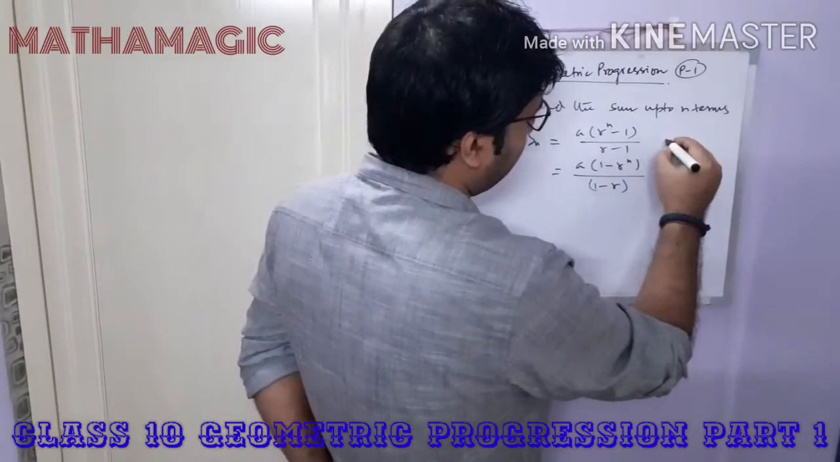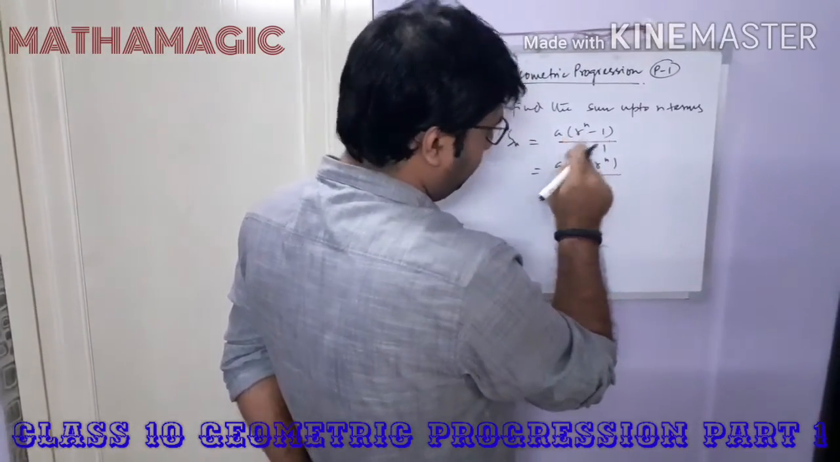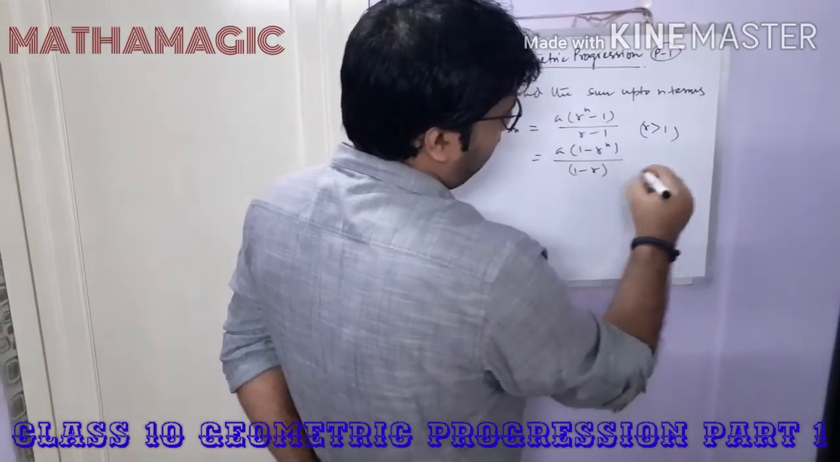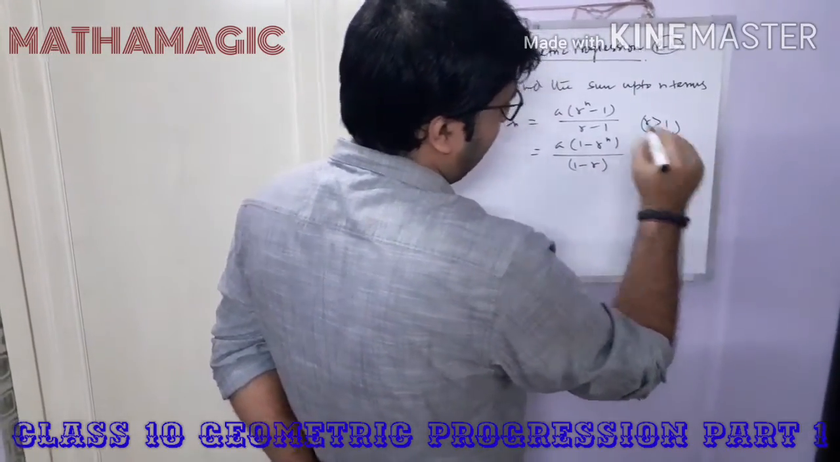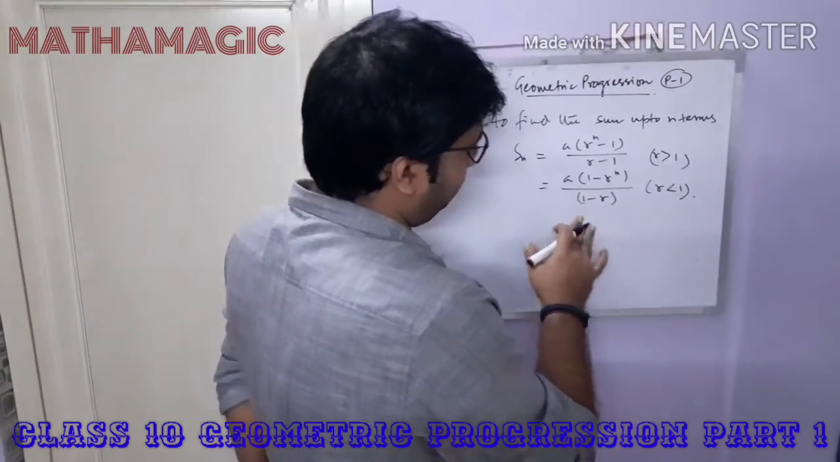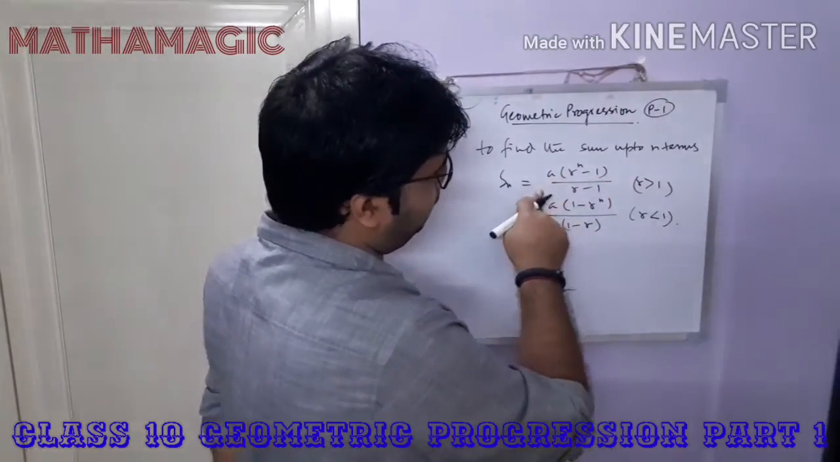We have written it because this formula should be used when the value of r is greater than 1, and this formula should be used when the value of r is lesser than 1. So if r is lesser than 1, then we will prefer this formula. If r is greater than 1, then we will prefer this one.